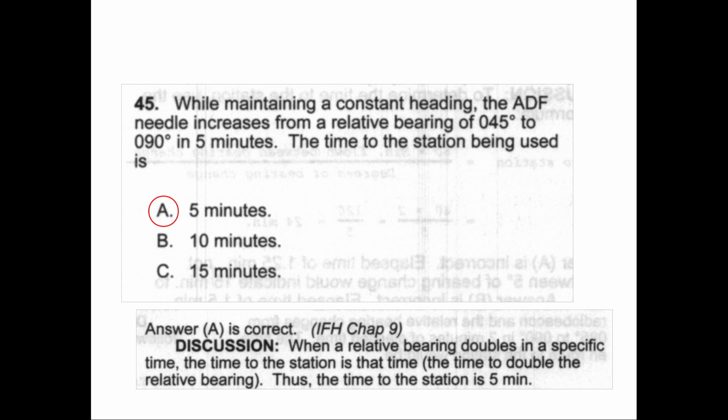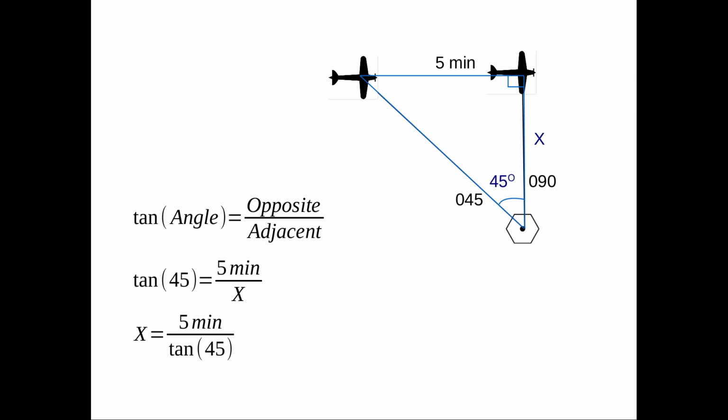But then when we look at the solution, we see that the FAA recommends a different way of doing the problem. And it says that when a relative bearing doubles in a specific time, the time to the station is that time, meaning the time to double the relative bearing. Thus, the time to the station is 5 minutes. So let's go back and look at what that meant. What happened here is the relative bearing doubled. It went from a 045 to a 090. So they're saying that this is a special case where if your relative bearing doubles, then the time it took to double the bearing is equal to your time off the station.